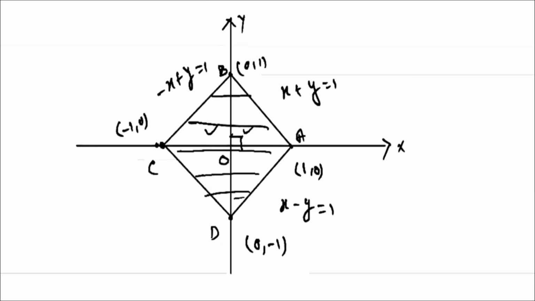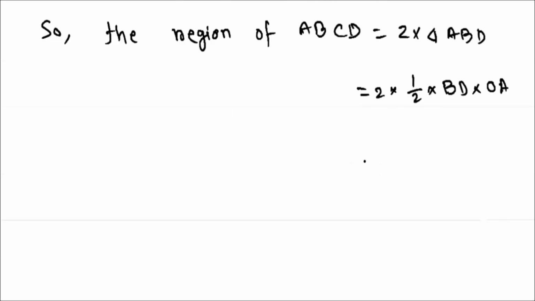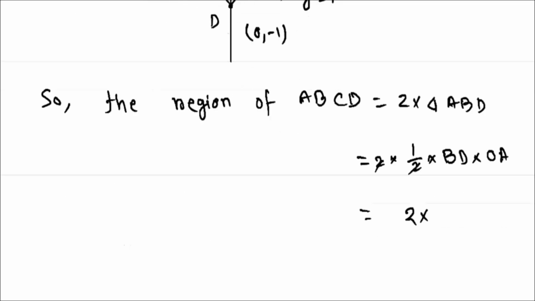Here BD, the distance of BD: OB equals 1, and OD equals 1. So BD equals 2. Clearly? Okay, so here we write, this is to cancel out. Here BD equals 2, and AO is 1. So this is 1 square unit. Okay, so the area is 2 square units. This is my result. Thank you.